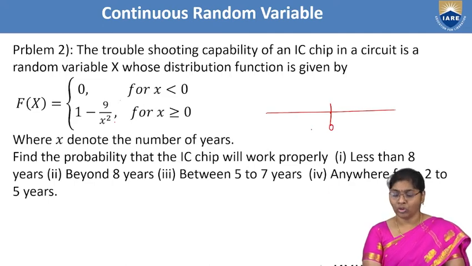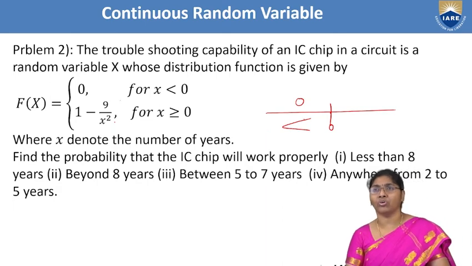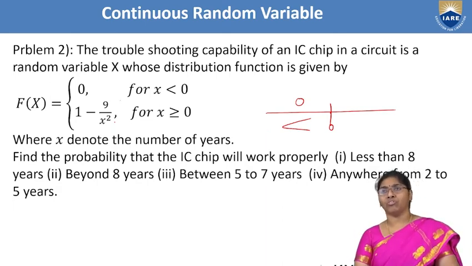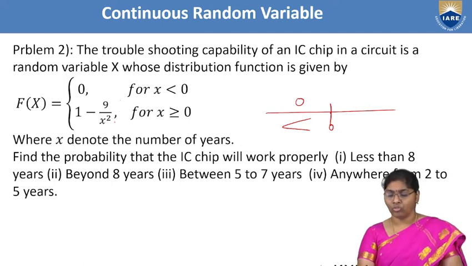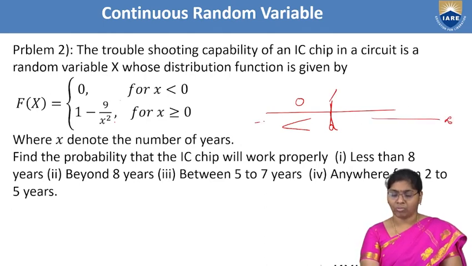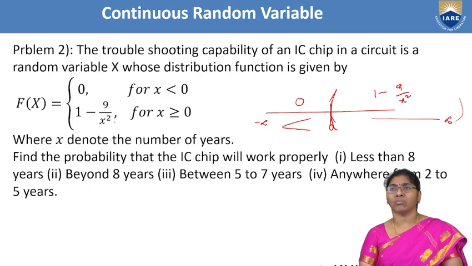then the elements less than 0 are zeros. For example, if we choose values less than 0, minus 0.1, minus 0.2, minus 0.3, and so on up to minus 1, minus 2, all are zeros. From 0 and above, all the way up to infinity, and down to minus infinity. Here, 0 and above, all are 1 minus 9 by x square. Below 0, the functions are 0.